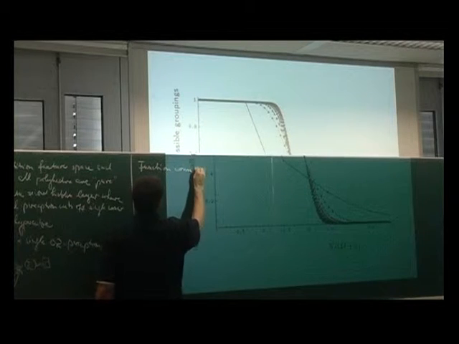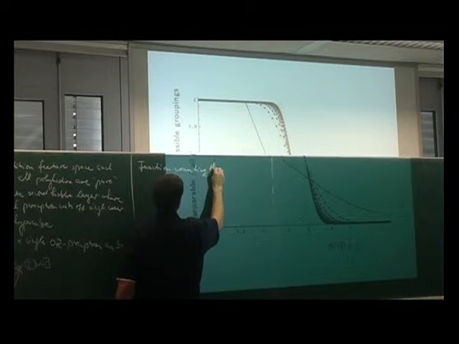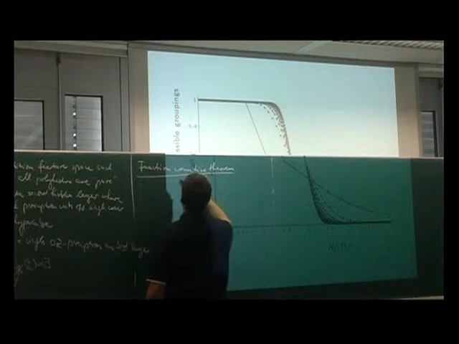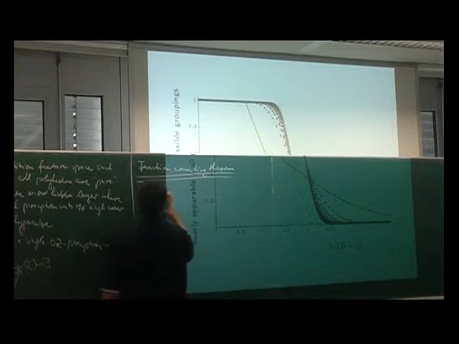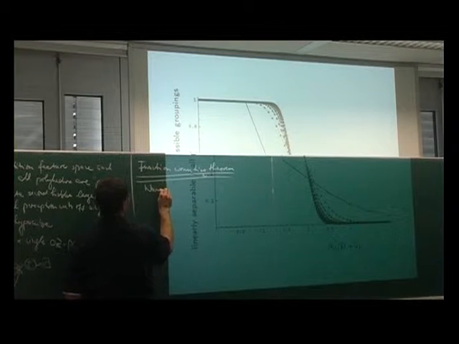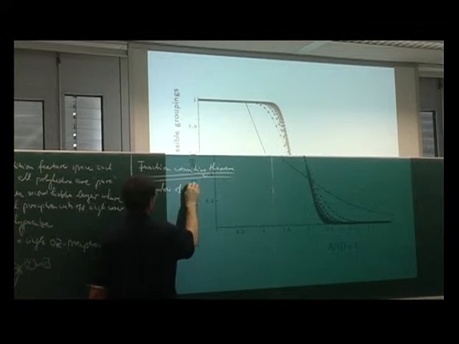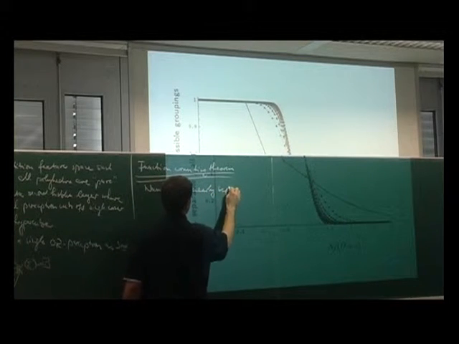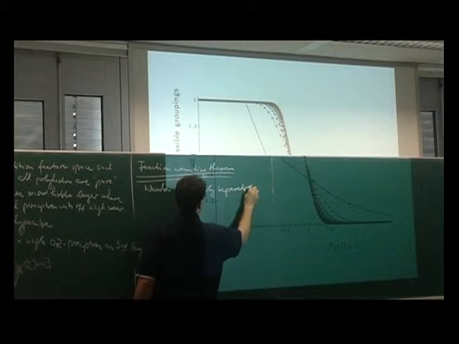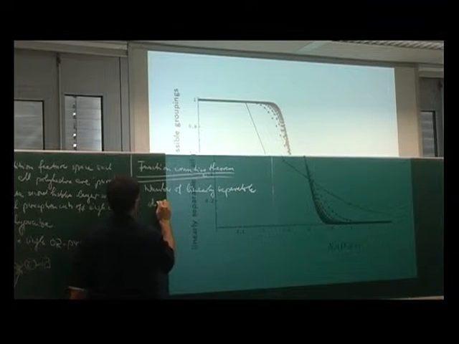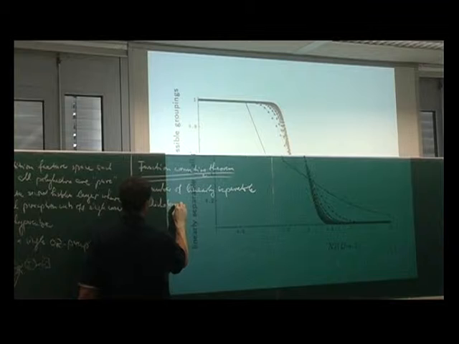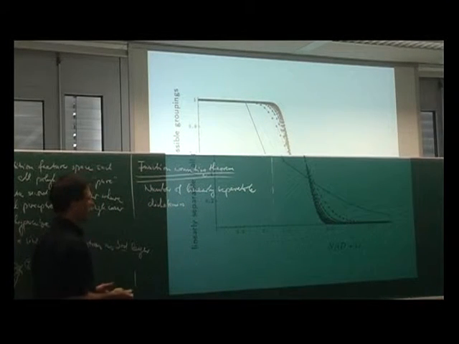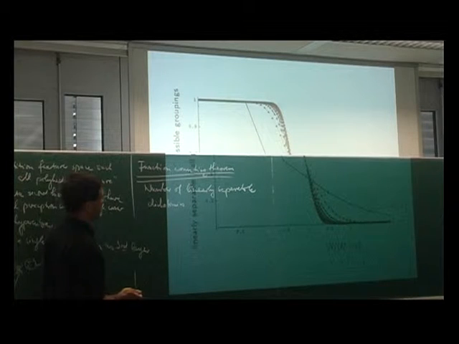The function counting theorem is looking at the number of linearly separable dichotomies, or groupings, as a function both of the number of points and the dimensionality.